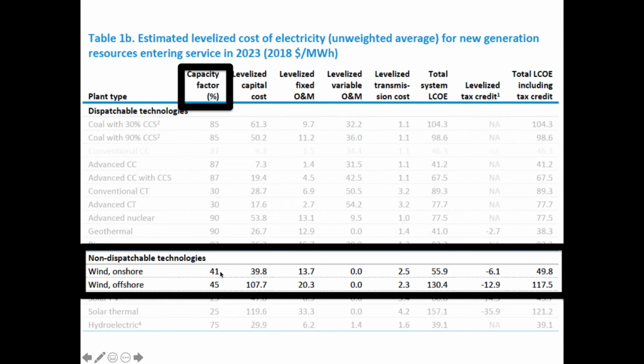So on average, across the United States, where these data were generated, wind turbines are spinning 40 to 45% of the time. If you compare that to these fossil fuel technologies up here, or advanced nuclear here, you can see advanced nuclear operates 24/7, 365, about 90% of the time. You can see advanced combined cycle, this is a natural gas plant, 87% of the time. And different types of coal plants operate with an 85% capacity factor.